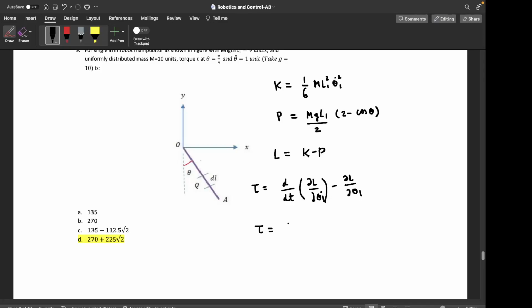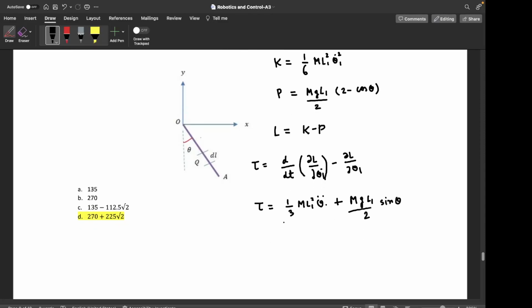So torque is 1 by 3 m L1 square theta double dot plus m g L1 by 2 sine theta, right?